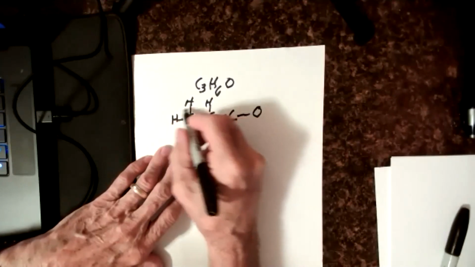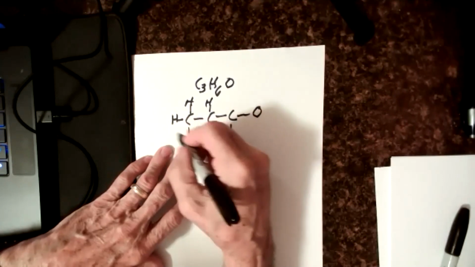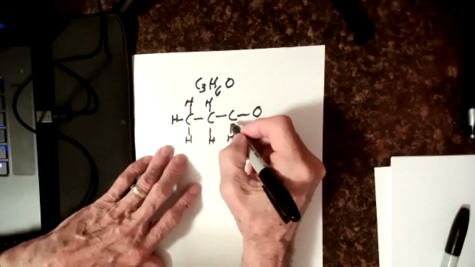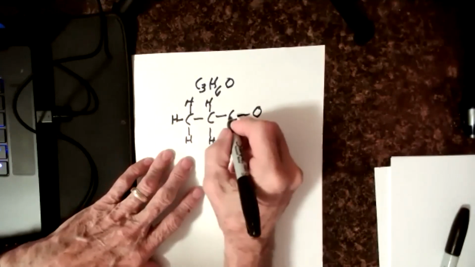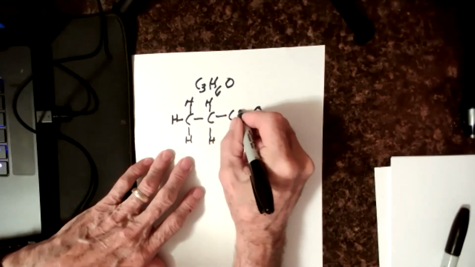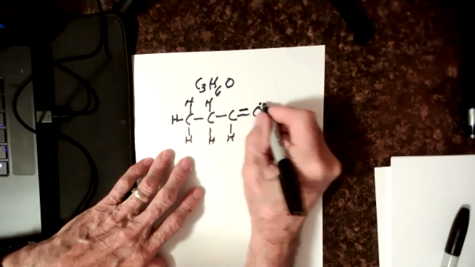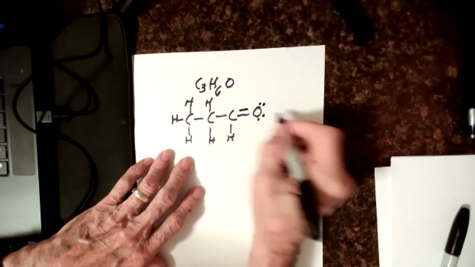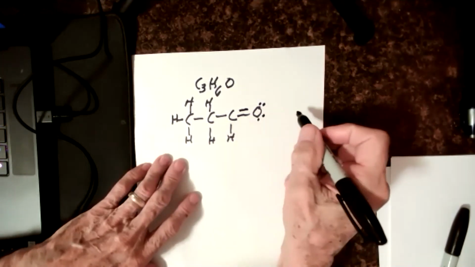Now, all these carbons this far have 4 bonds. They're good. This one's not. All of the hydrogens have 1 bond. This one needs another bond. I can put it right there. And if I put it right there, I'd need 2 pairs on oxygen to complete the octet.